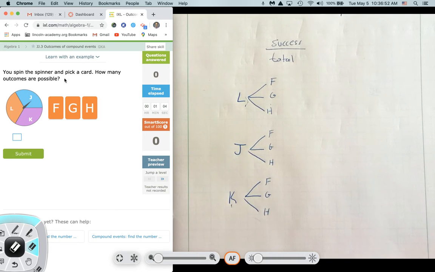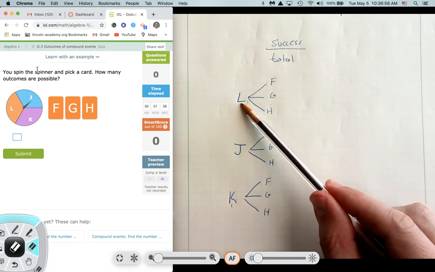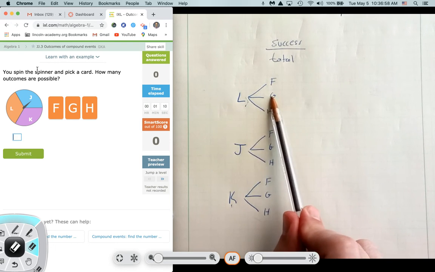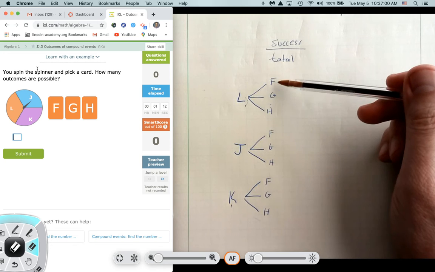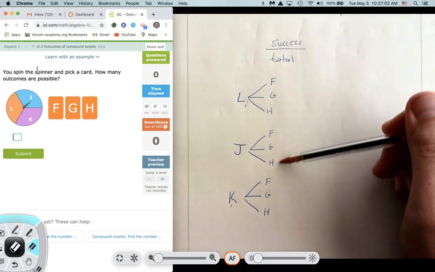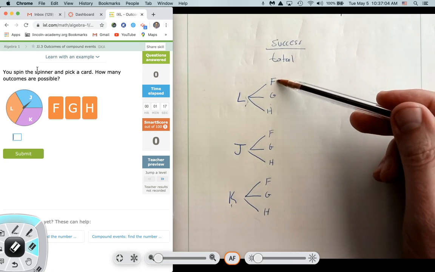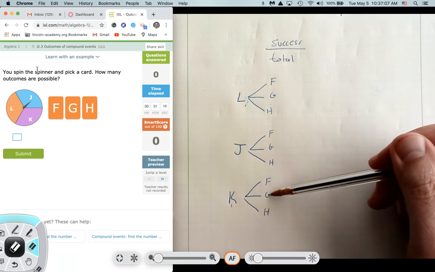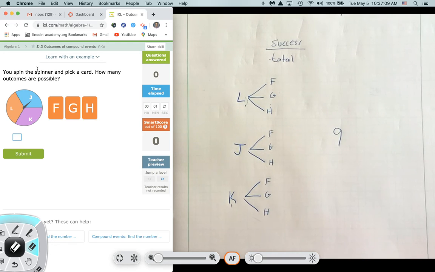And now it says you spin the spinner and pick a card. How many outcomes are possible? Well, we could either get the L and the F, the L and the G, the L and the H. So in other words, what we're doing is counting down this right column here: 1, 2, 3, 4, 5, 6, 7, 8, 9. There's a total of 9 outcomes.